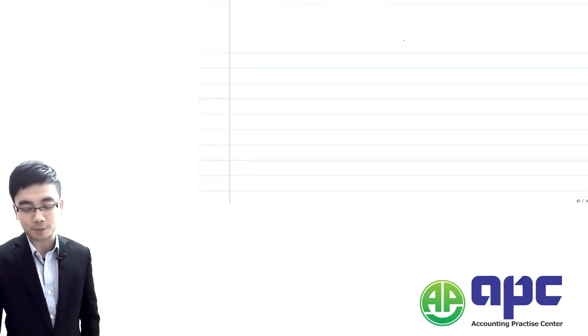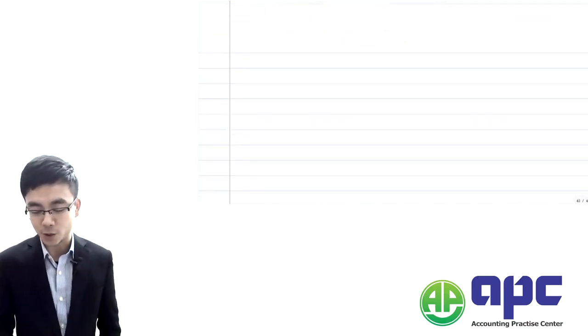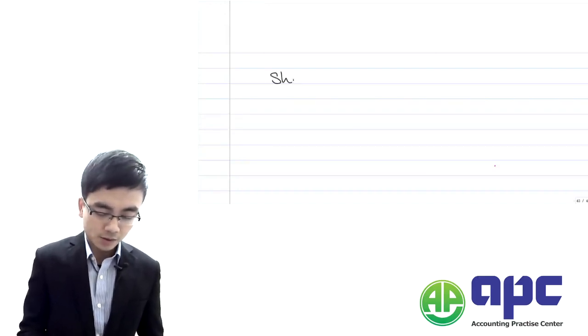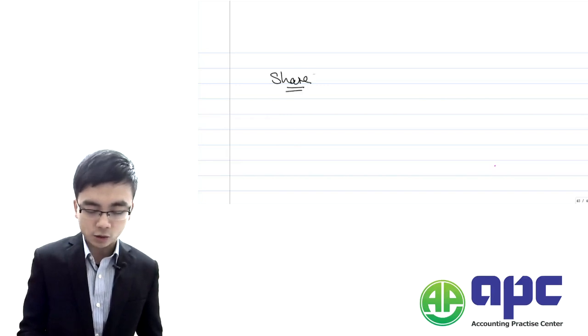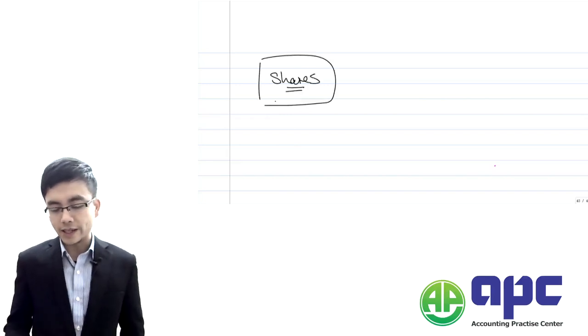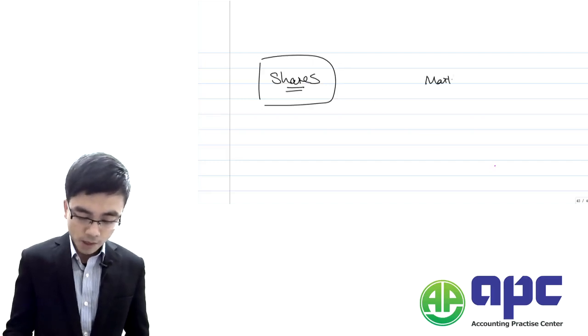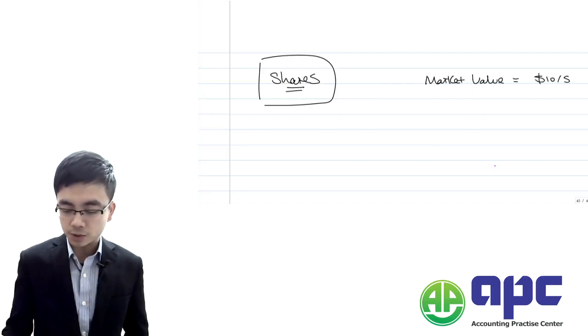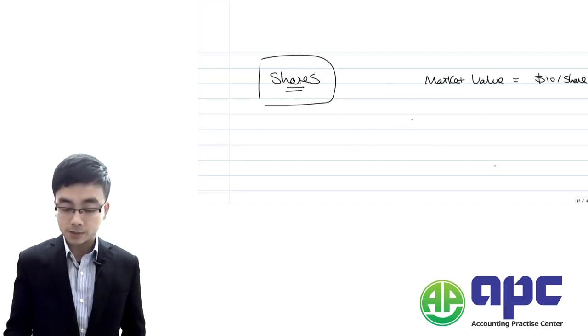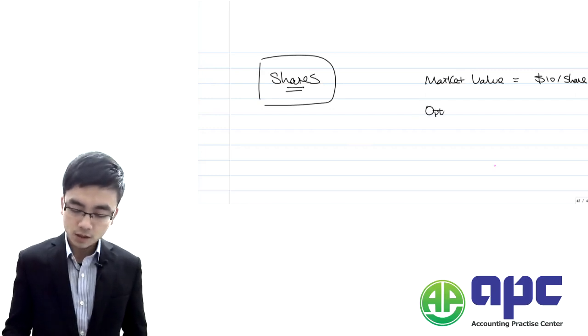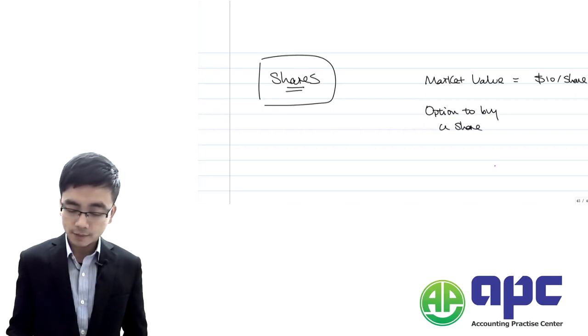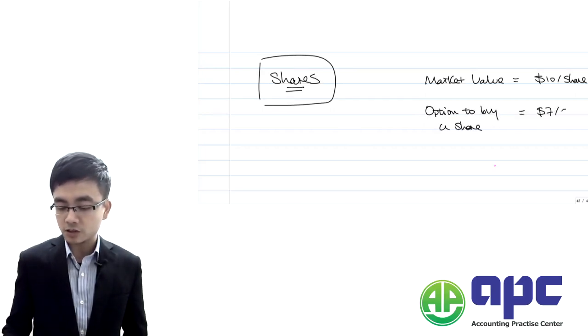Well, think about it this way, before we dip into the method appraisal part. If you think about a very, very simple idea related to shares. If you buy it in the open market, the market value of that share is $10 per share. So perhaps I'm going to give you an option to buy that share. For example, you only need to spend $7 to buy it.